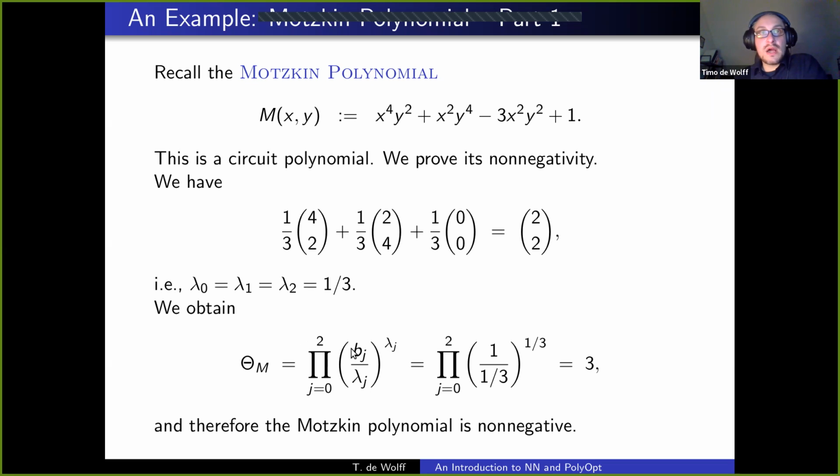And now we put everything inside. So the b_j's, this is easy. They are all coefficients 1. So these are just a bunch of 1s. And all the lambda_j's are 1/3. So this is the condition that we have to satisfy. And if you just compute this, you have a product of 3s to the power 1/3, and you have 3 of them. So it's 3 to the power of 1/3, to the power of 3. So in other words, it's 3. So the circuit number is 3.